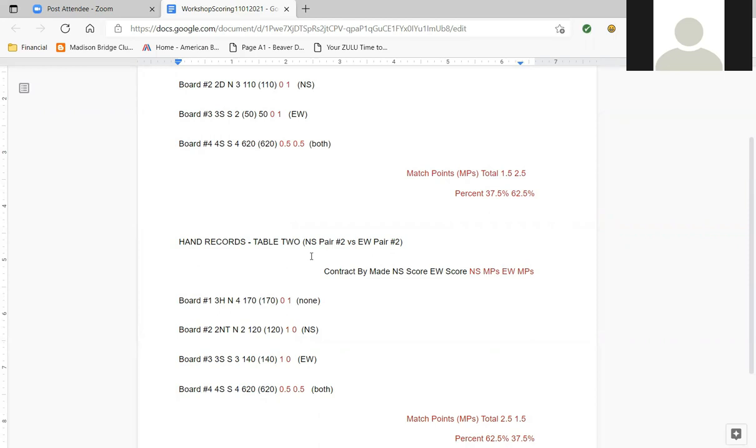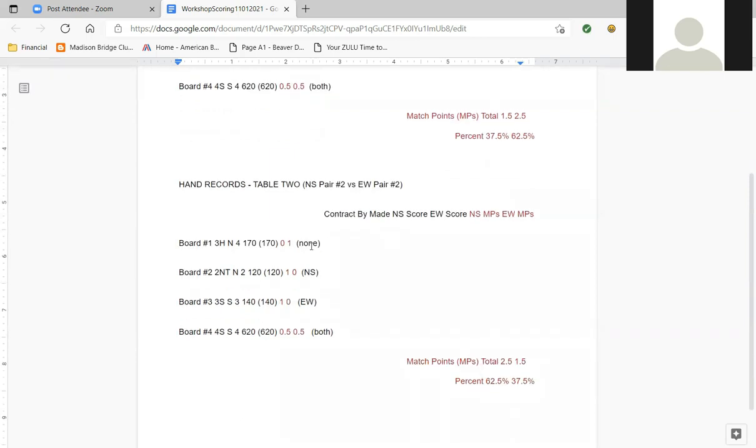If you convert 1.5 match points out of 4 to a percent, you get 37.5. Down at table 2, north-south earned 2.5 match points. So that's a total of 4. If you add 1.5 to 2.5, you get 4, which gives them 62.5% of the match points that they could theoretically have gotten. North-south came in first in duplicate bridge competition, north-south at table 2.